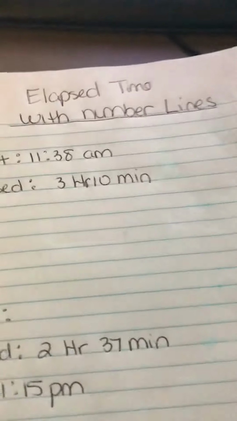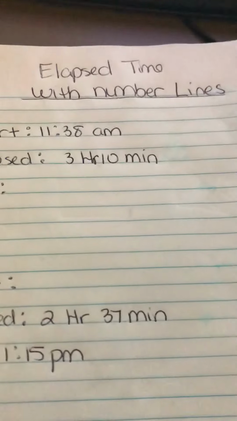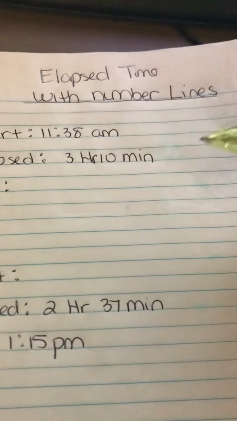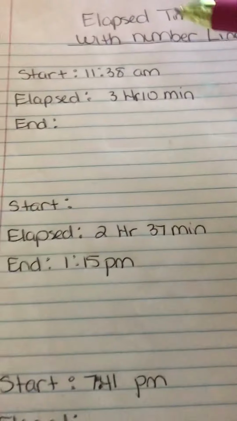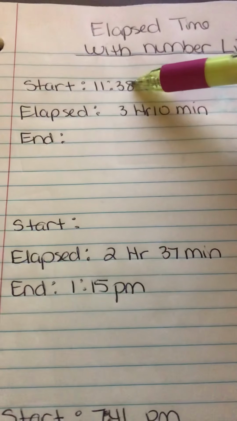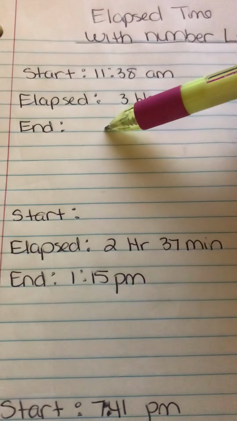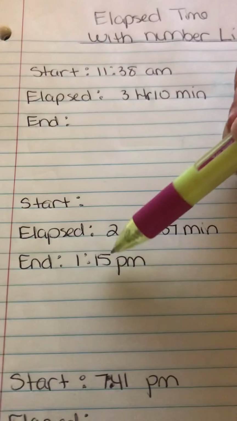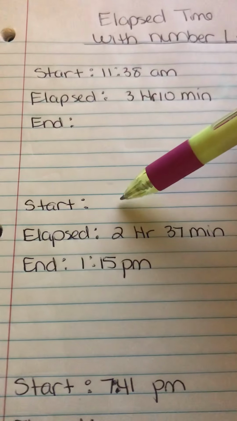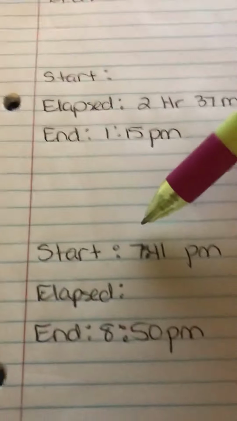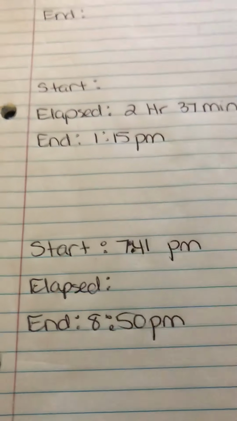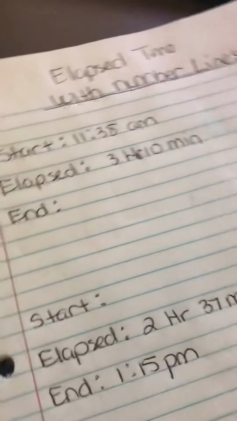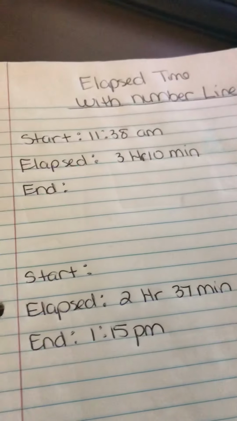This video is about finding the elapsed time using number lines. We're going to go through three scenarios. One scenario where we have the start time, the elapsed time, and need to find the end. One where we have the end, the elapsed time, and we need to find the start. And then one where we have the start and the end, and we need to find the elapsed. So we're going to be using number lines.